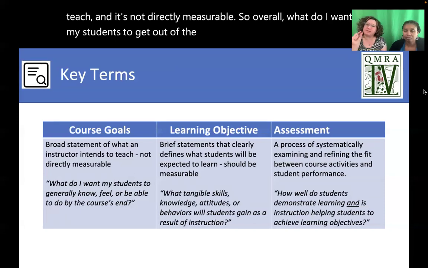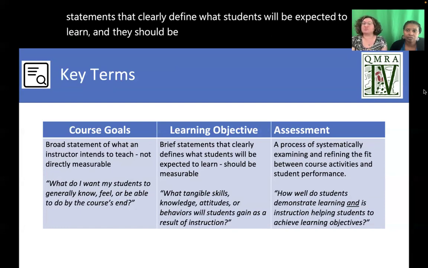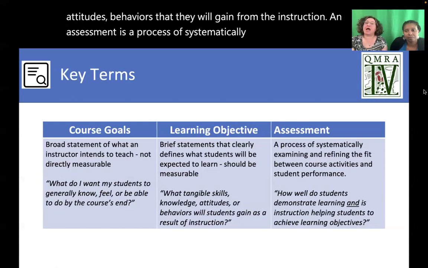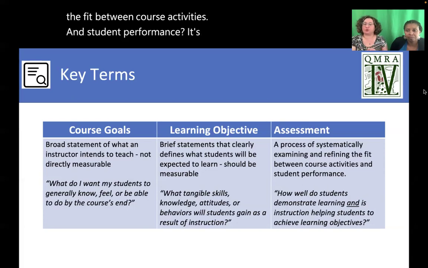Learning objectives are brief statements that clearly define what students will be expected to learn, and they should be measurable. So skills, knowledge, attitudes, behaviors that they will gain from the instruction. An assessment is a process of systematically examining and refining the fit between course activities and student performance. It's both to demonstrate learning and revise instruction.